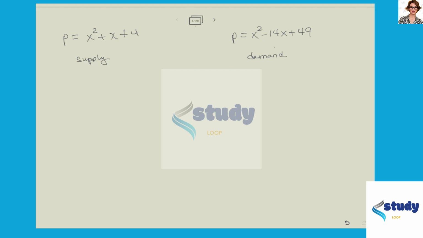Okay, so I want to find an equilibrium price and quantity given a supply and a demand function. I want to find it graphically. So I'm going to graph this first guy in blue.